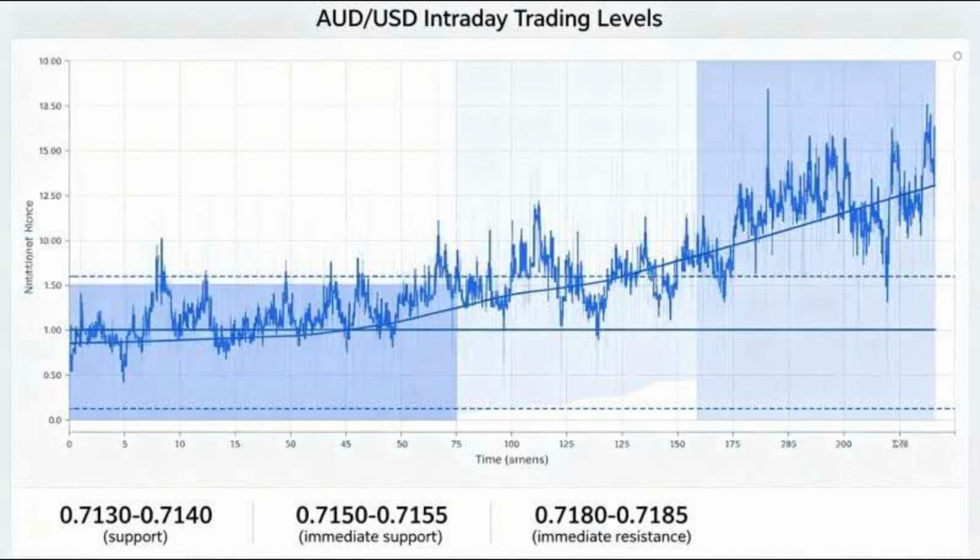As we kick off this live broadcast on April 23, 2026, the Aussie dollar is sitting at a critical juncture, shaped by a perfect storm of risk sentiment, economic data, central bank policy, and commodity dynamics. Let's set the stage with a quick recap of where we stand right now.